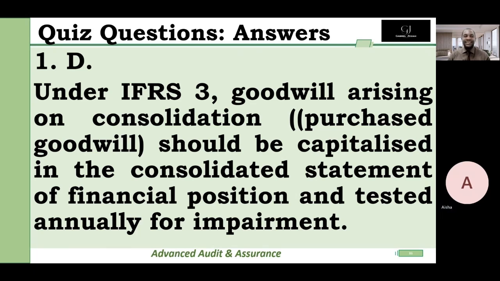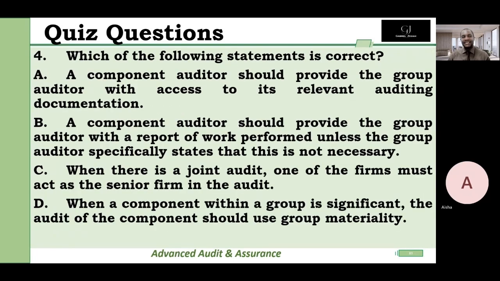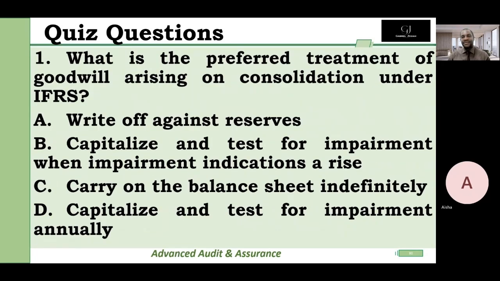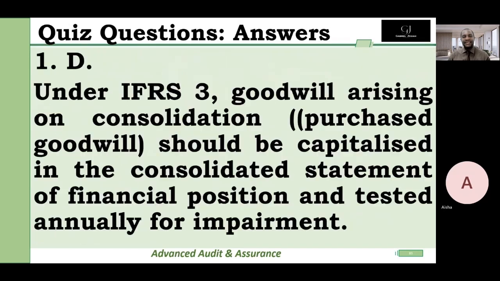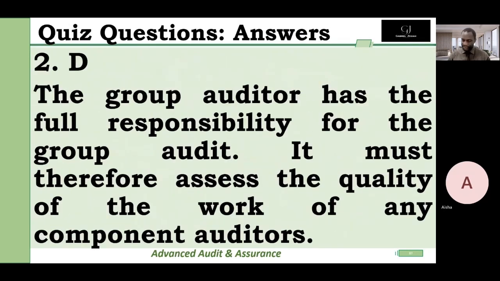Under IFRS 3, goodwill arising on consolidation, purchased goodwill should be capitalized in the consolidated statement of financial position and tested annually for impairment. Exactly. So let's go to the question. What is the preferred treatment of goodwill arising on consolidation under IFRS? Capitalize and test for impairment annually. Correct.